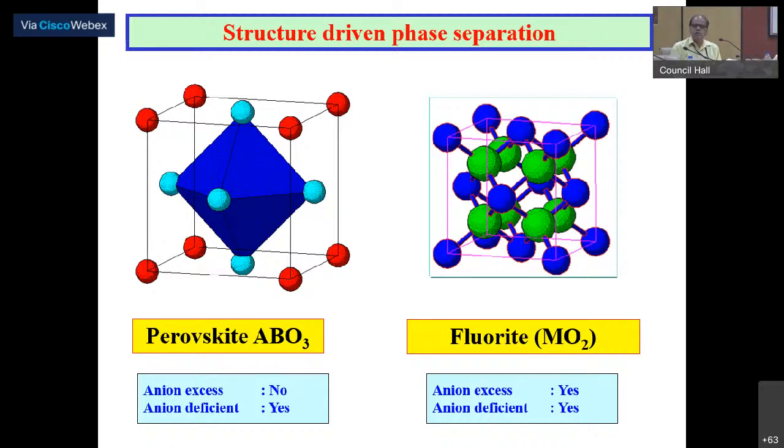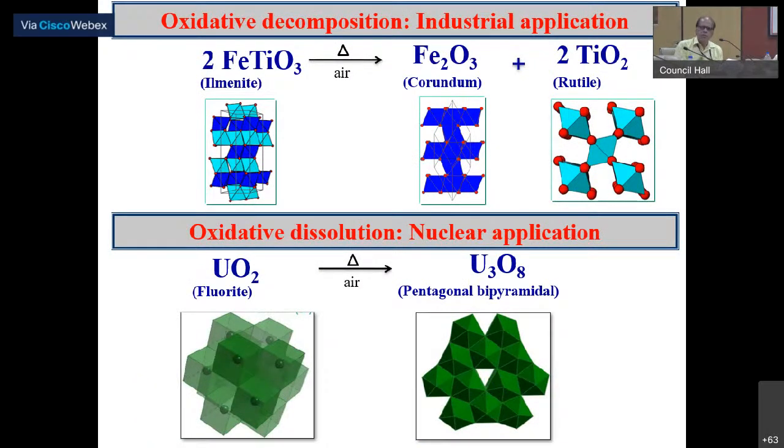Sometime back, Vishisab was mentioning all these things. So, the third question comes, why do perovskites behave like this? Why can fluorites have both anion excess and anion deficiency? We'll discuss these things at length. But how this concept is used at industrial scale, I show you one example. Of course, FeTiO3 is not perovskite, it is corundum structure. It is ABO3, but it is corundum structure.